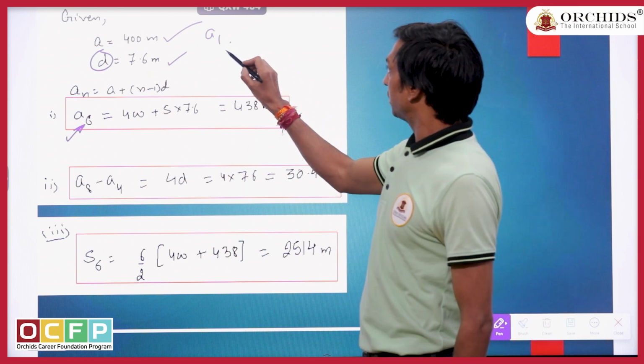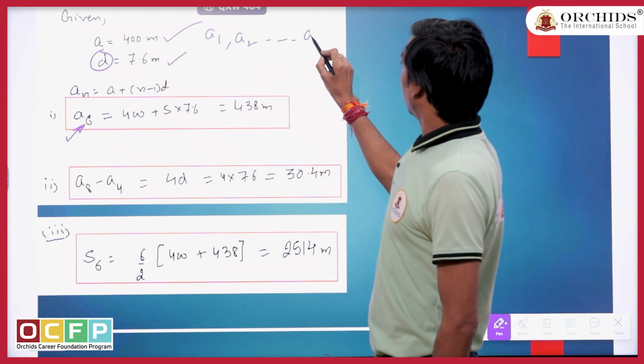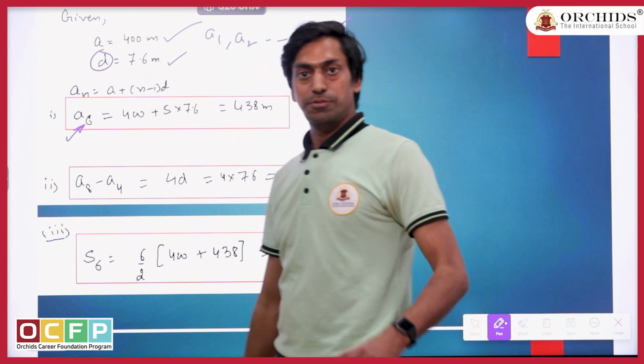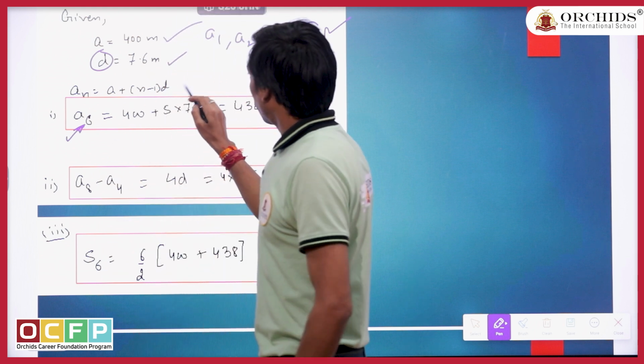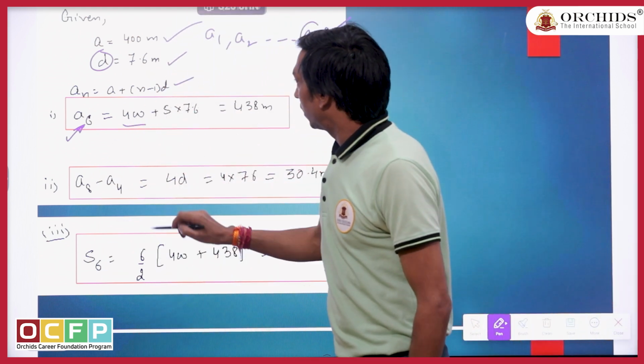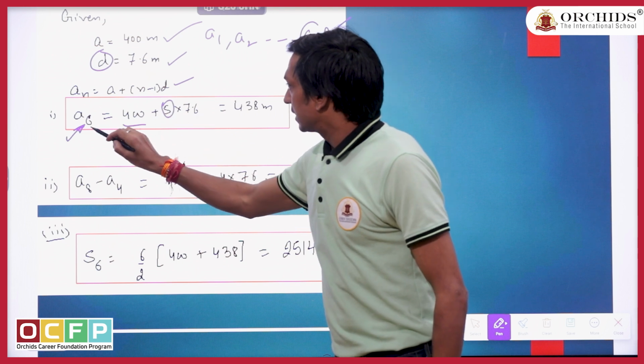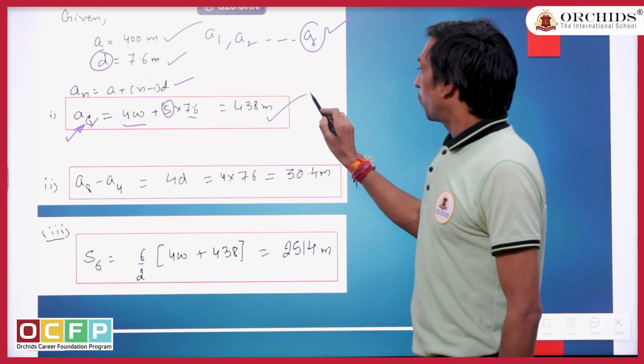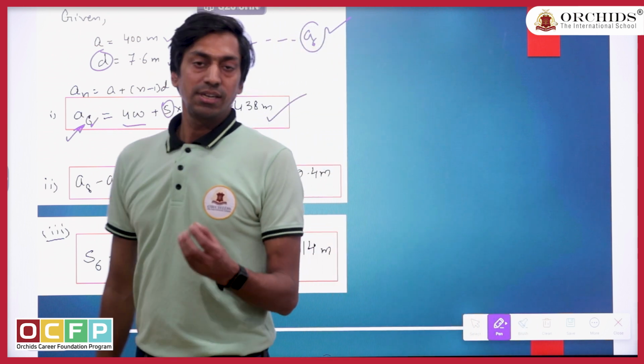The length of the sixth track means what? A1, A2, A6. They are asking the length of the sixth track, means they are asking A_n, and the formula of A_n is a plus (n minus 1) into d. When you substitute a equal to 400, n minus 1 will come in this case as 5 into 7.6, 438 meter is the length of the sixth track.